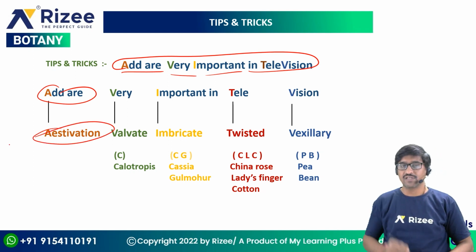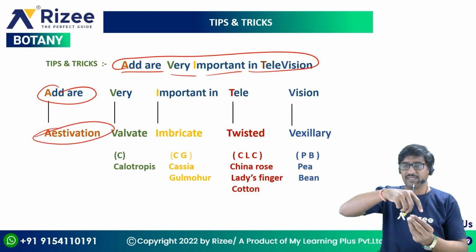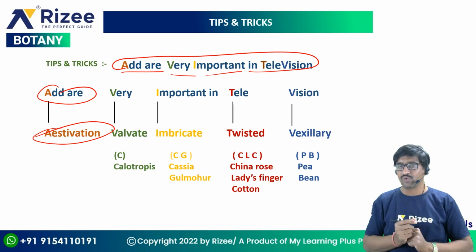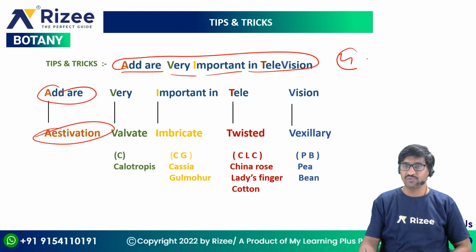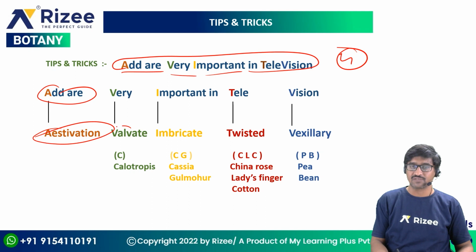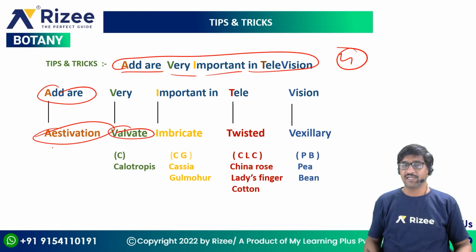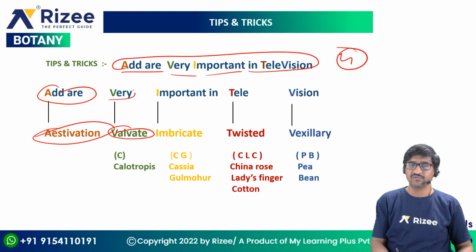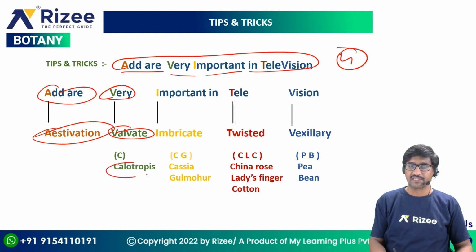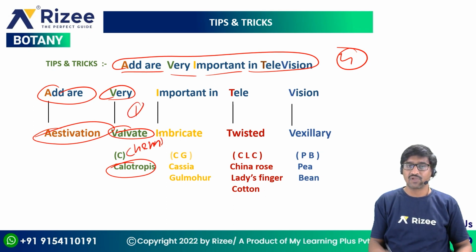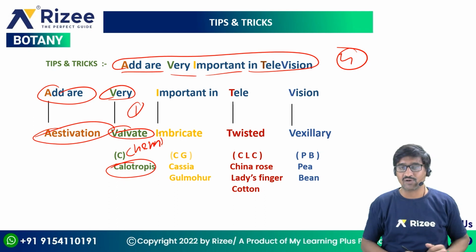What is aestivation? The arrangement of floral appendages on the thalamus, like calyx and corolla. Based on that, it is divided into 4 types. To remember these 4 types of aestivation, the first one is valvate aestivation, V. The example is Calotropis. Only one example is there, that is C, remember Chennai. If you remember Chennai, it comes to Calotropis.